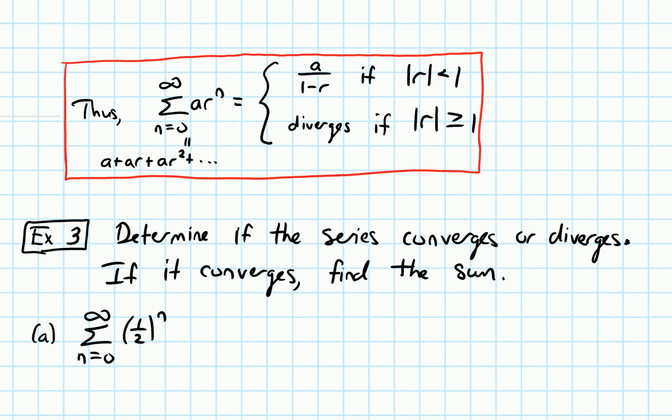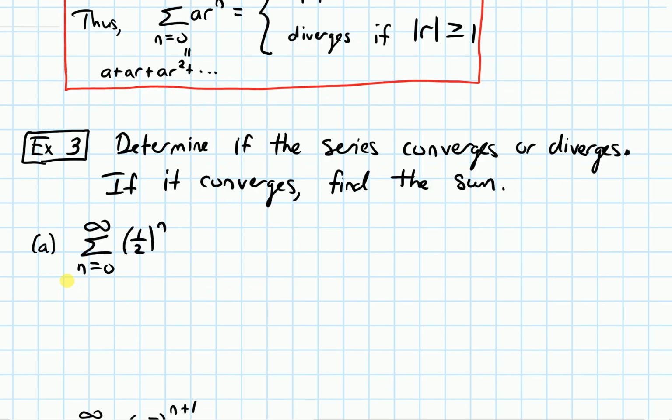So this is a plus ar squared plus dot dot dot. If we plug in some of the values and write it out, this will be equal to a over 1 minus r if the absolute value of r is less than 1. So that's the scenario which would make it converge. But if the absolute value of r is greater than or equal to 1, then the series diverges. So let me also just say that in this case right here, this is when it converges.